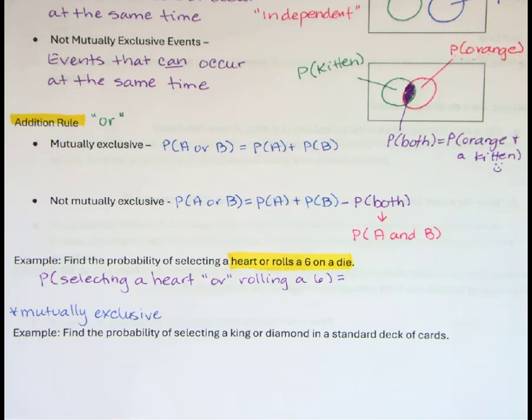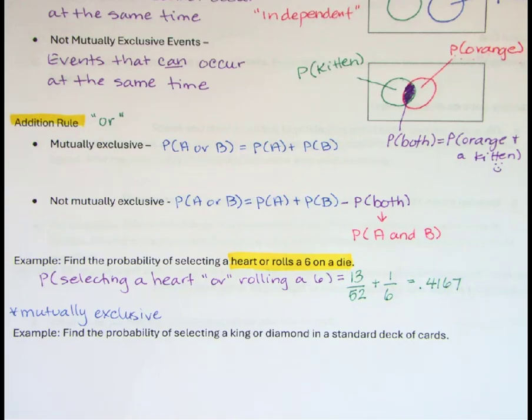To find the probability of selecting a heart in a standard deck of cards, I have 52 cards in a deck, and 13 of those cards are hearts. So 13 out of 52 will be my probability of selecting a heart. Plus, on a 6-sided die, there's only one 6, so 1/6 is my probability of rolling a 6. Putting that into my calculator, I get 0.4167.